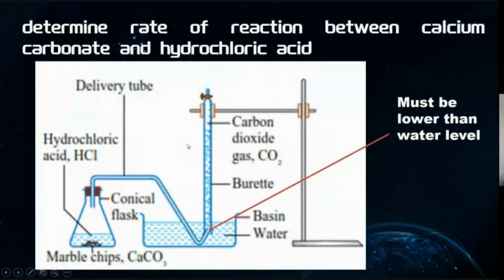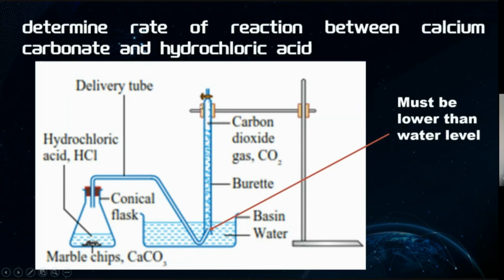Okay, next is the rate of reaction. Determine the rate of reaction of calcium carbonate, the marble chips. So in the exam, if you see marble chips, that is calcium carbonate actually. It reacts with acid and produces carbon dioxide. That is all. Then the stopper cannot be fully immersed. If you are asked to draw the diagram, make sure that you draw it correctly.